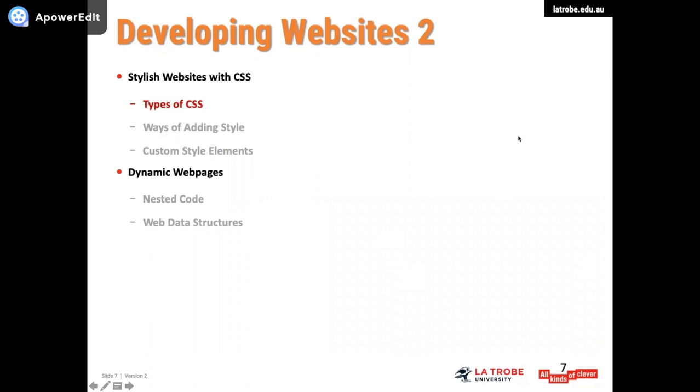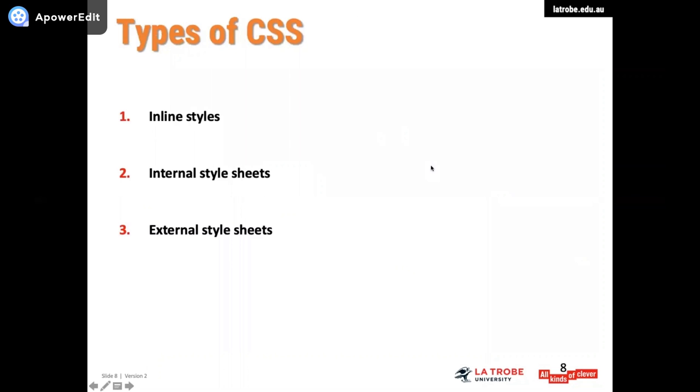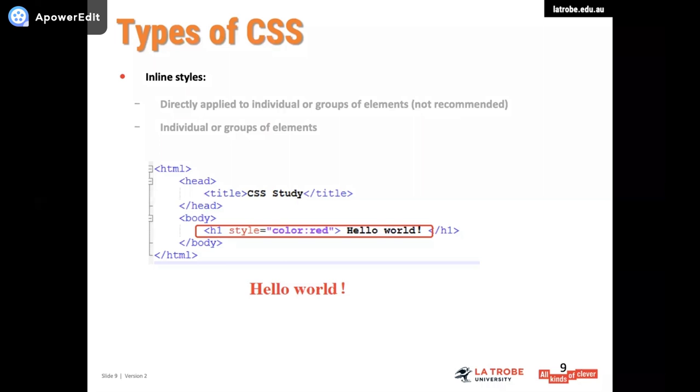Let's talk about the types of CSS. CSS basically has three types: the inline style, the internal style sheet, and the external style sheets. First is inline styles. Inline styles are very simple. They directly apply to individual elements and groups of elements. So here is an example.